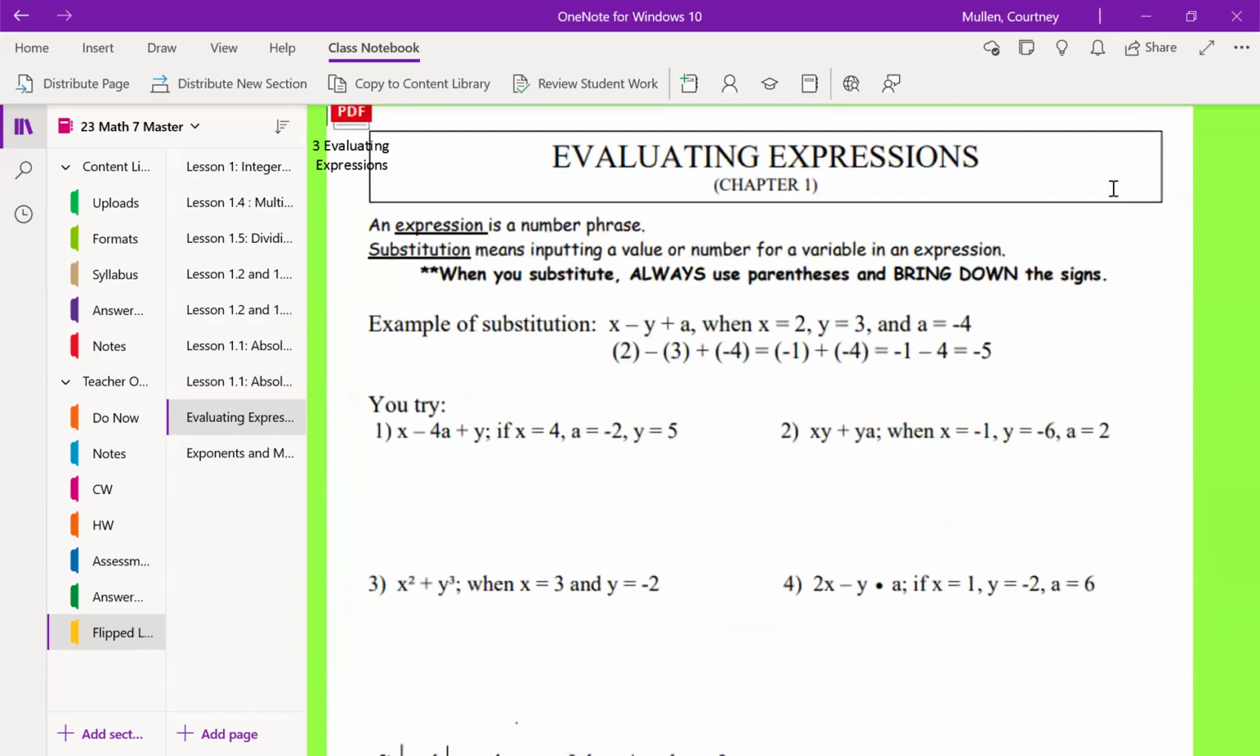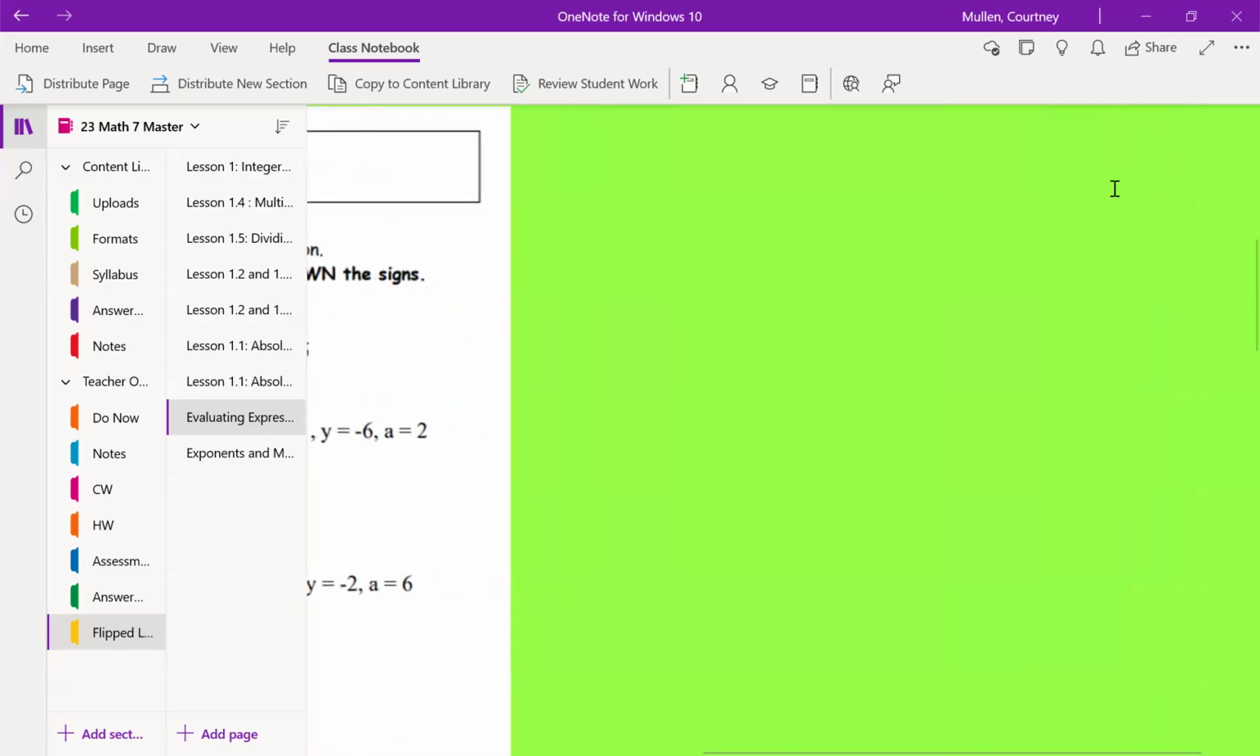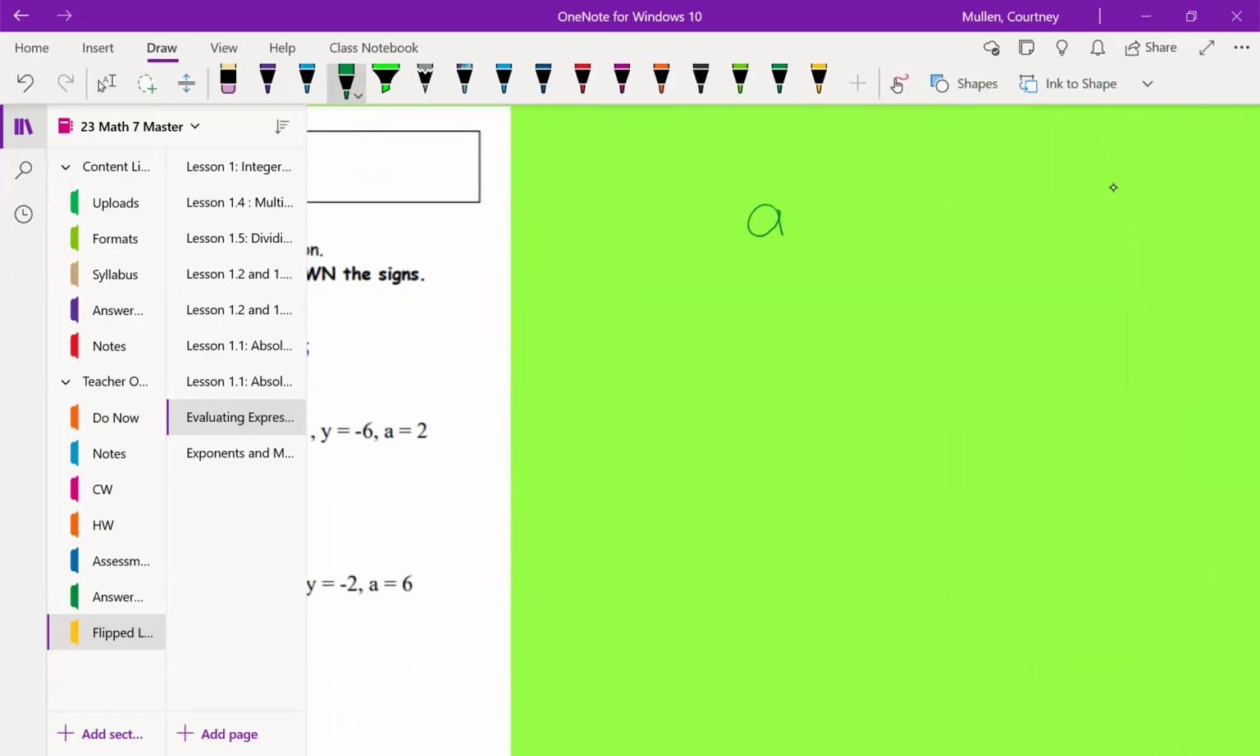All right, so evaluating expressions. An expression is a number phrase, and we already talked about what substitution means. The important part here is when you substitute, you always need to use parentheses and bring down the signs. The reason for the parentheses is this. Let's say we had A minus B, where A equals 4 and B equals -2. What a lot of students will do as a mistake is this.